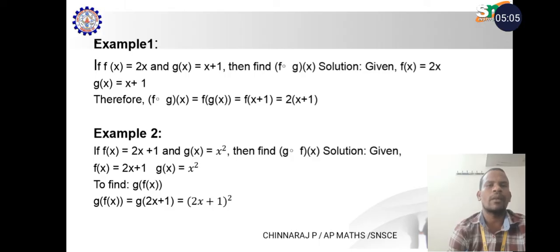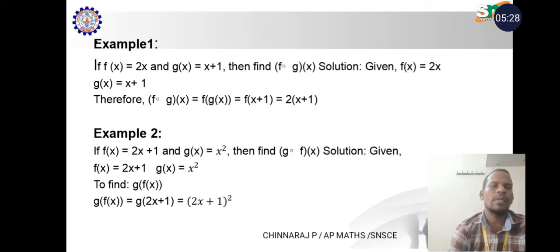The solution. The given functions are f(x) = 2x and g(x) = x + 1. We know that (f∘g)(x) = f(g(x)). g(x) is x + 1, and f(x) = 2x. Therefore, 2 times (x + 1). This is the value of f∘g(x).